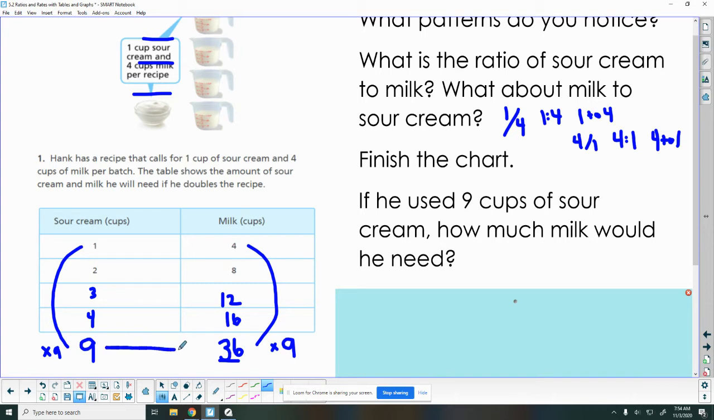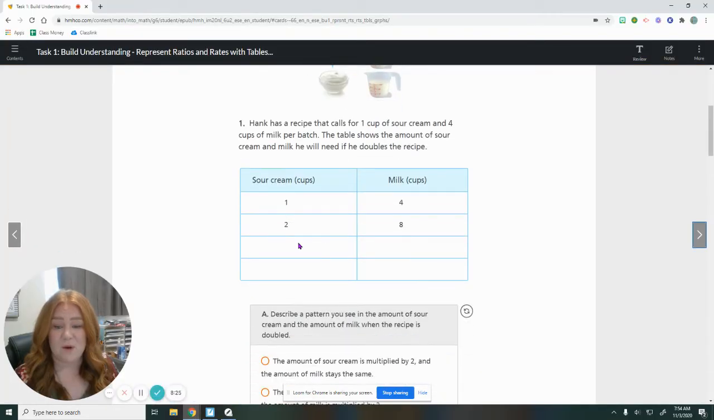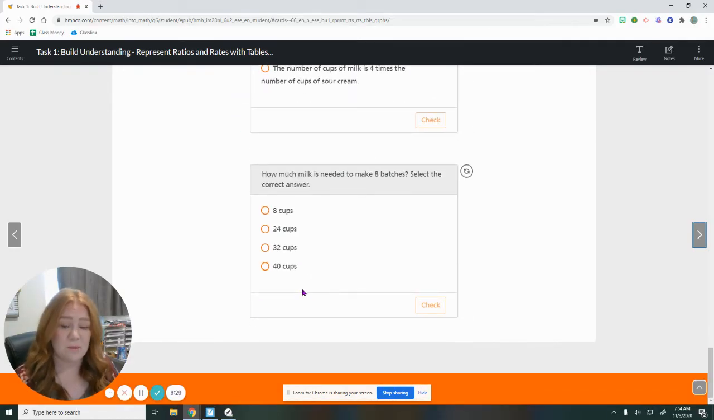I also noticed a pattern that I had to times this by 4. It was 4 times bigger. 9 times 4 is 36. So even without just filling out the chart, we can figure out different amounts using that same pattern. What you do to one side, you have to do to the other. So go ahead and pause and complete all of the questions on task 1, and then come back when you are ready to do task 2.